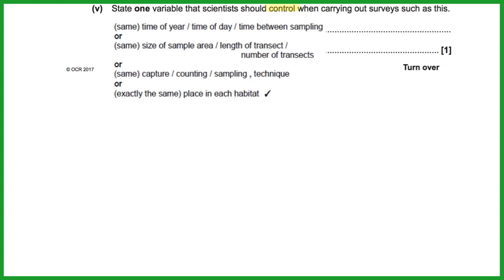So the variables they suggest that you should control is that you should do the survey at the same time of year, same time of day, have the same size of the area of sampling, same length of transects, same number of transects, use the same sampling technique, or do it in exactly the same place in each habitat. All of these are sensible variables that you would control if you were carrying out the survey yourself.